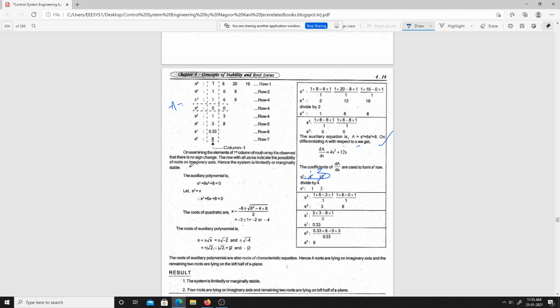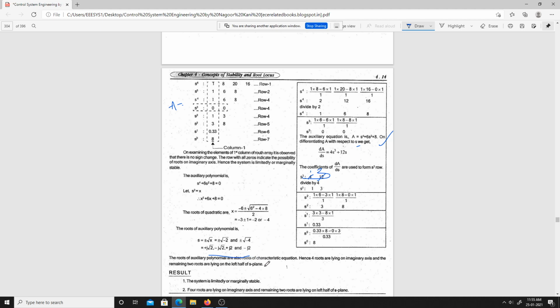So if the roots are on the imaginary axis, we say that the system is limitedly or marginally stable. Now we are supposed to find the roots located on the imaginary axis. I'm just considering this auxiliary equation, s power 4 plus 6s square plus 8, and doing simple mathematical analysis to find the roots of that auxiliary polynomial. These are the roots we have. The roots of the auxiliary polynomial are also roots of the characteristic equation.